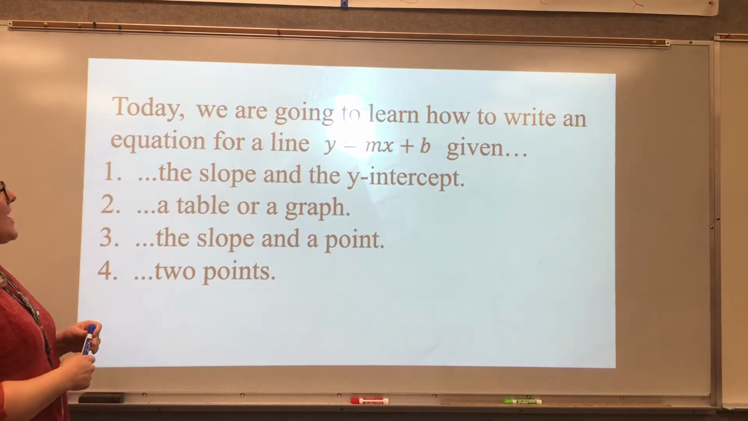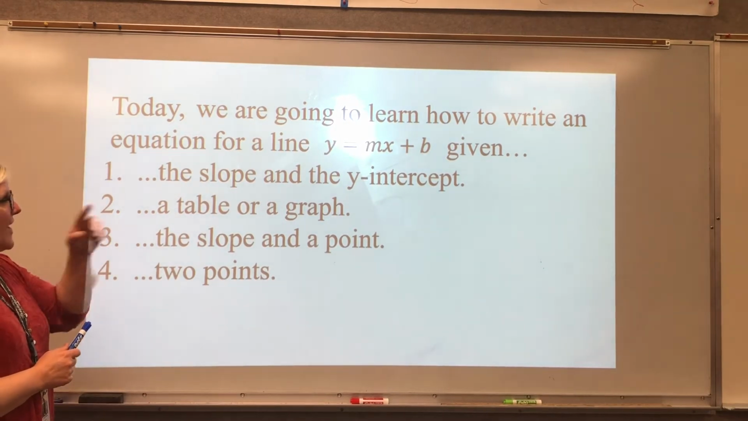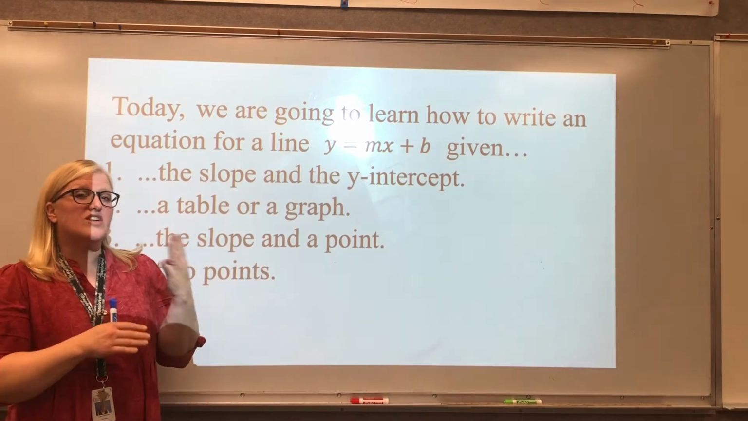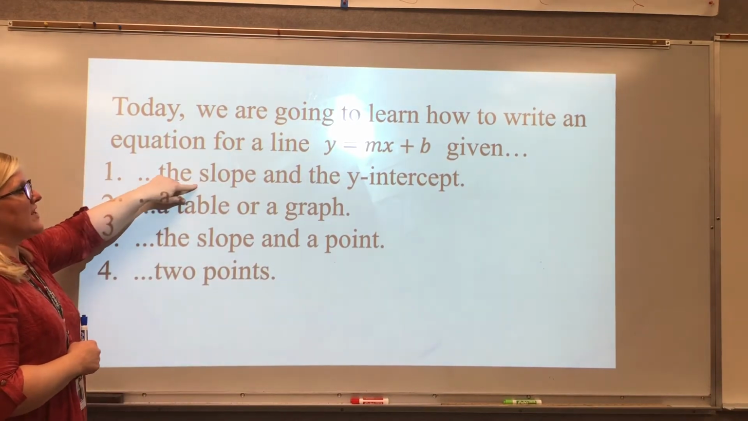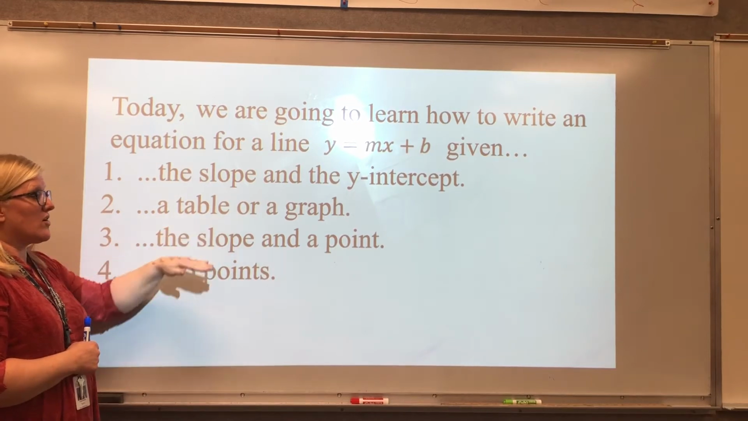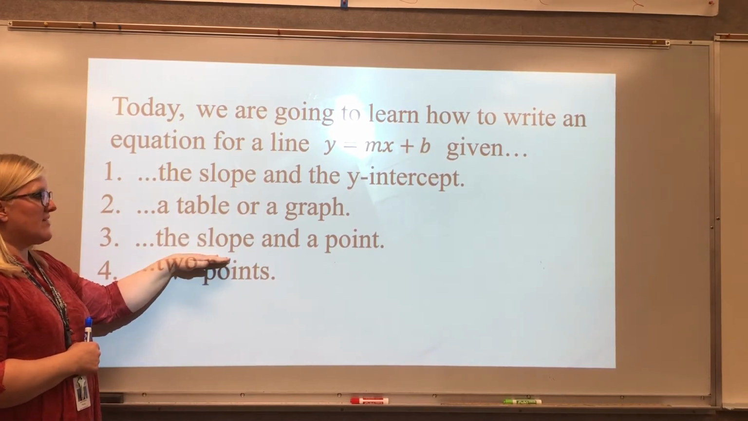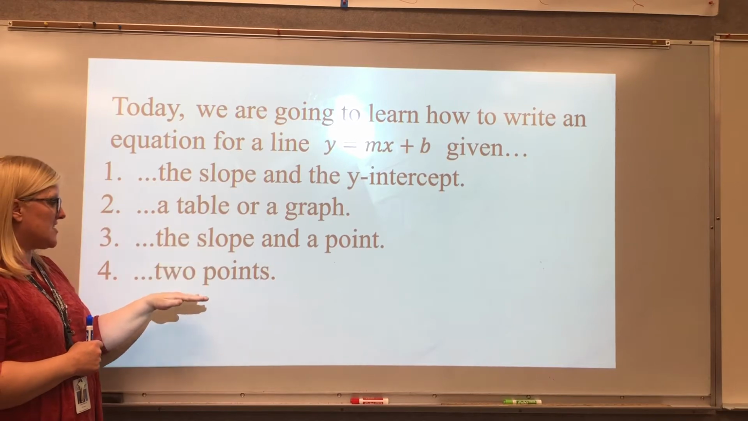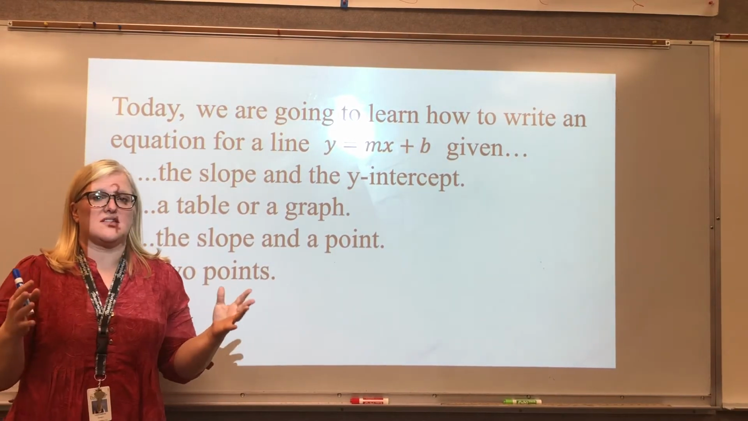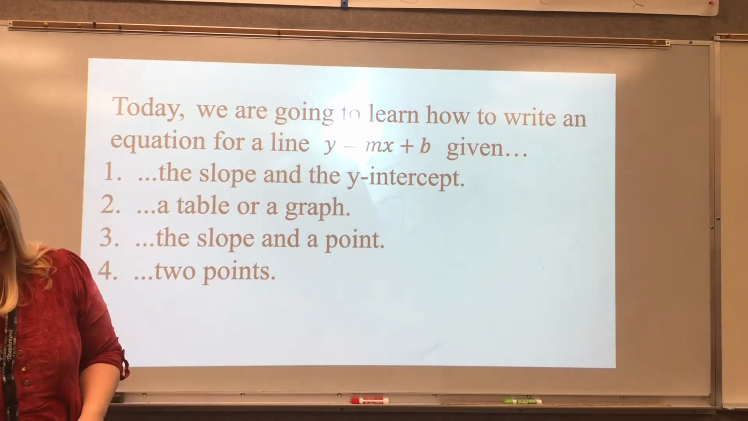Okay, so today we're going to learn how to write an equation for a line y equals mx plus b given 4 different things. 1, if we're given the slope and the y-intercept. 2, if we're given a table or a graph. 3, if we're given the slope and a point. And 4, if we're given 2 points, we'll be able to write an equation of a line.